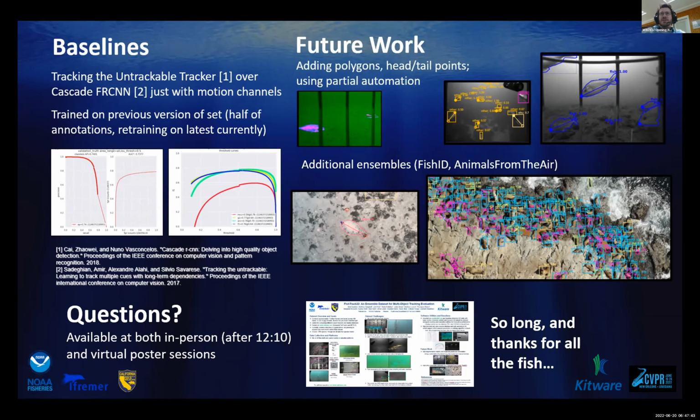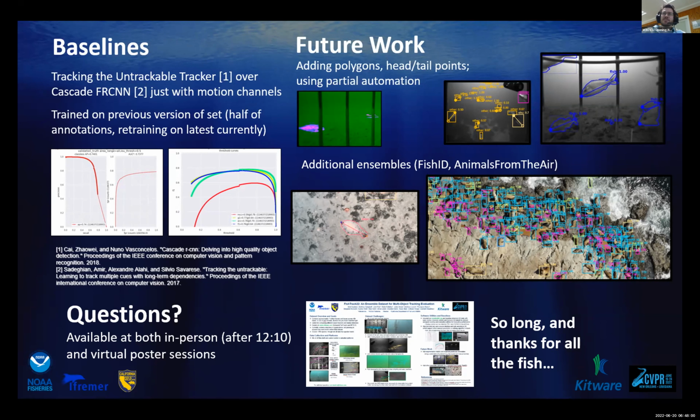In terms of future work, one of the near-term things is adding polygons and head-tail points to these fish, both to support that measurement problem and improve the detection performance a little bit. We aim to do that with a combination of automated and unautomated approaches with manual review.